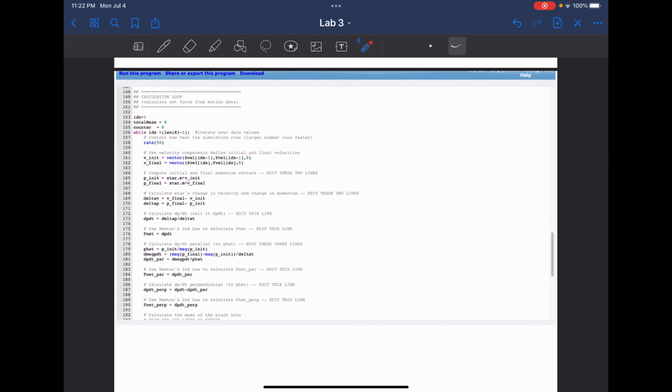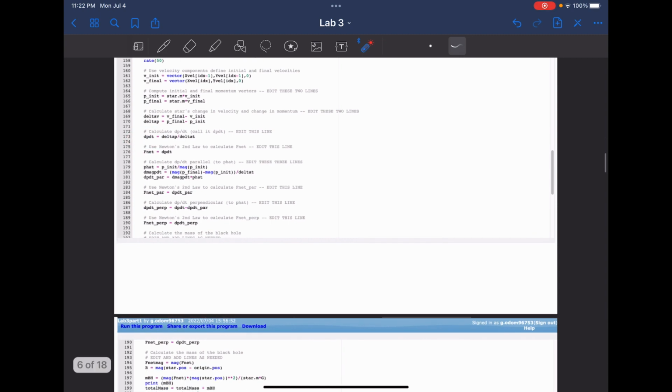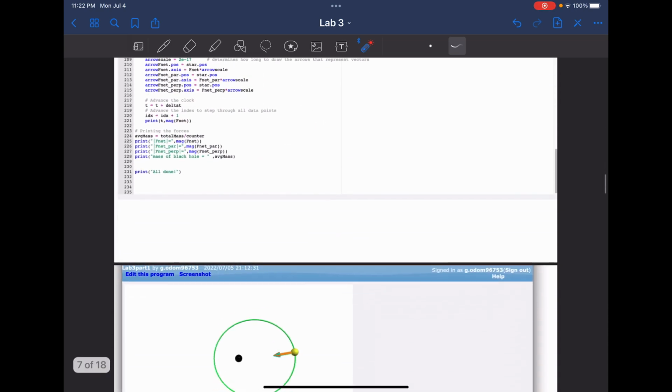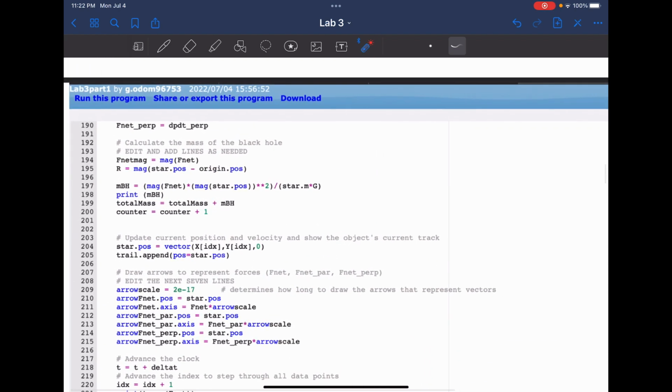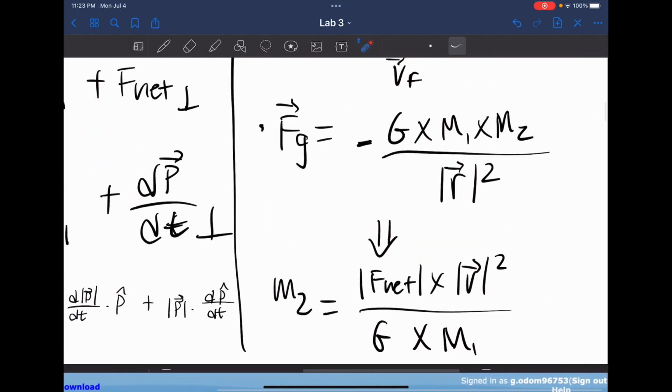We had to compute the initial and final momentum vectors using the mass times the velocity. And then we had to calculate the change in momentum. Because F net is equal to the change in momentum, we saved that variable. Then we calculated the parallel component of the change in momentum and then the perpendicular. And then we used all that to calculate the mass of the black hole, which was all of this code right here. It is this formula, but just in code.